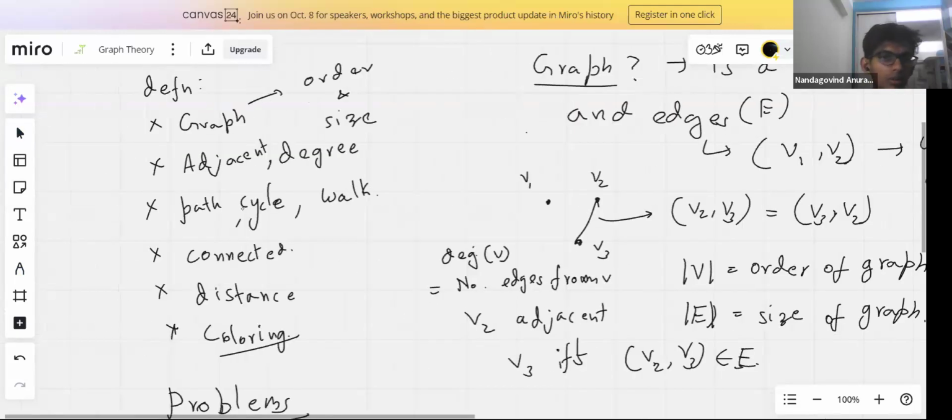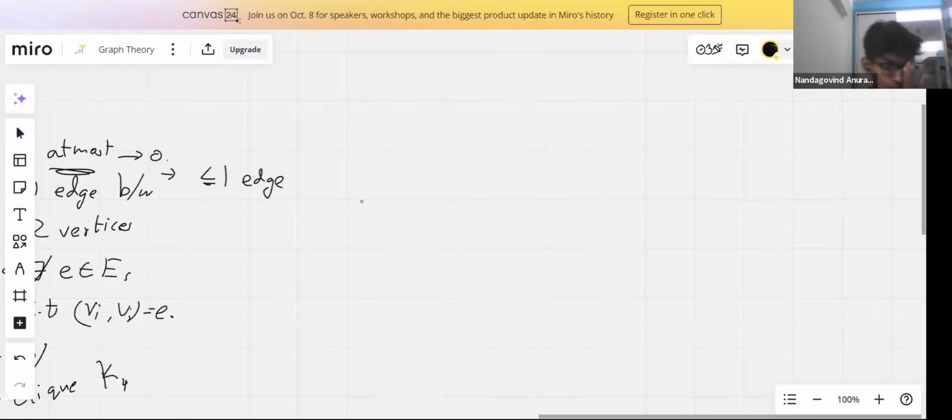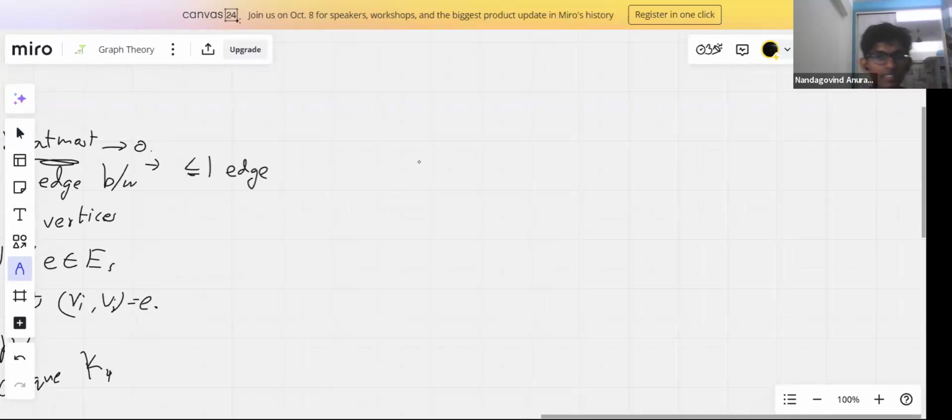Good. Now we have these three things: path, cycle, and walk. These are just terms that you're going to see pretty frequently if you try solving graph theory questions. So that's why I'm going through that. Ask if you have any doubts whatsoever in any of the terms.